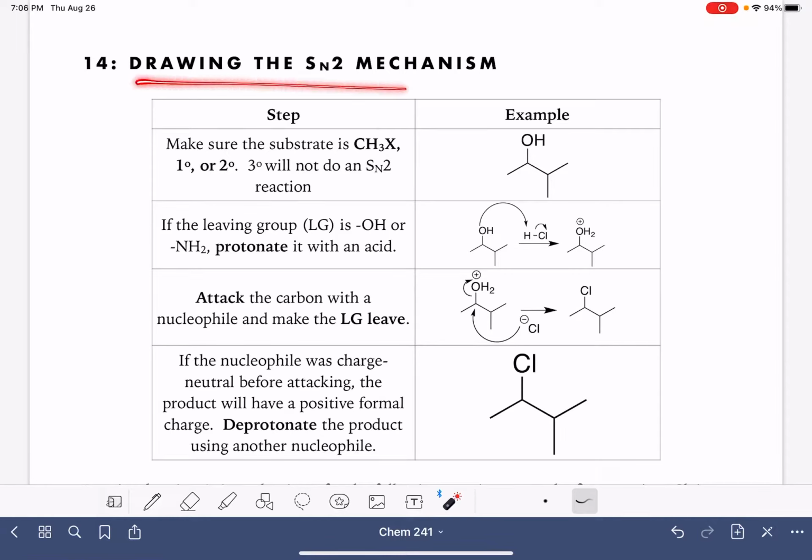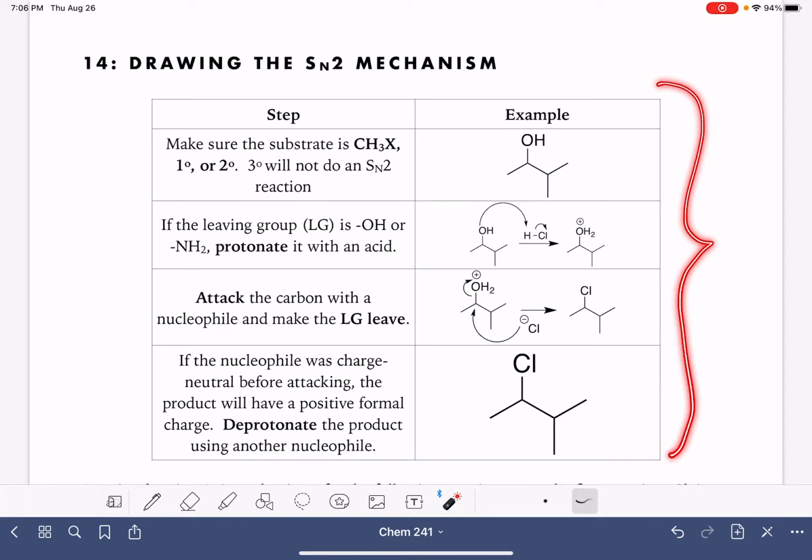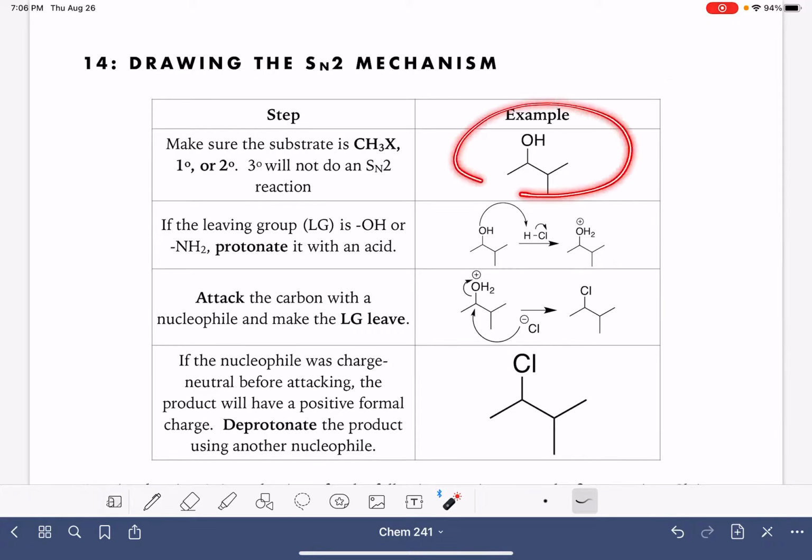In this worksheet, we're going to practice drawing the SN2 mechanism. So here I have a pretty detailed example of an SN2 mechanism. First thing that we have to do is double check to make sure that our substrate or our reactant molecule is not tertiary. It has to be either methyl, a primary, or a secondary.